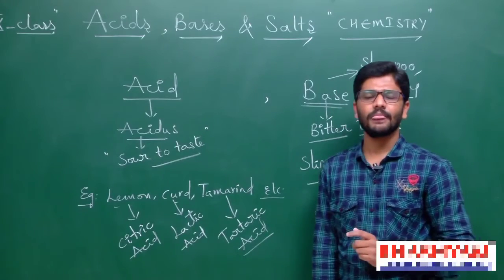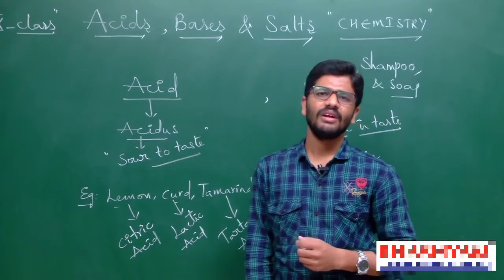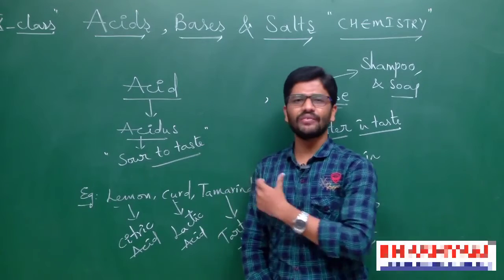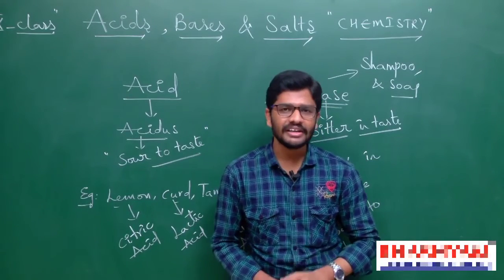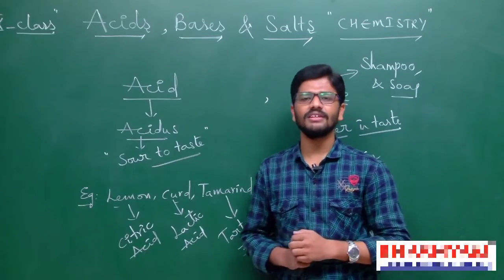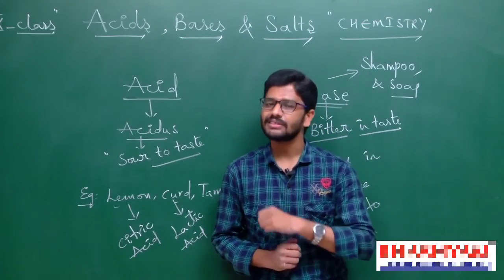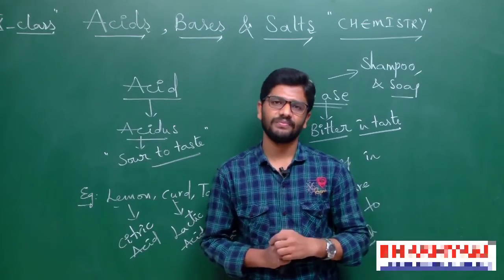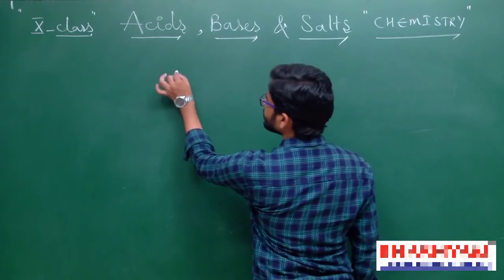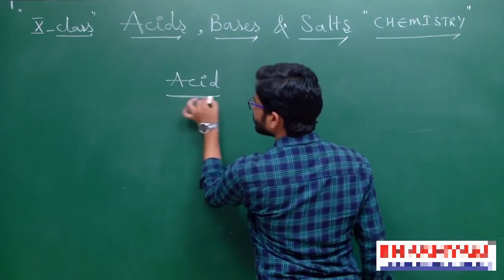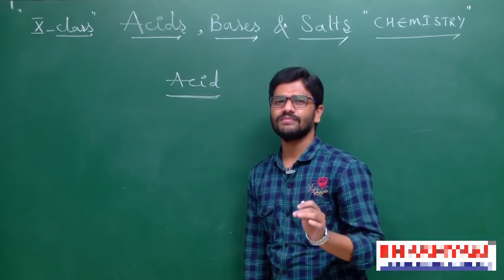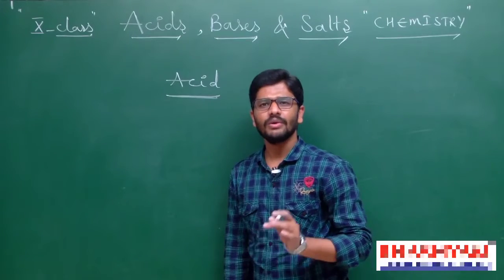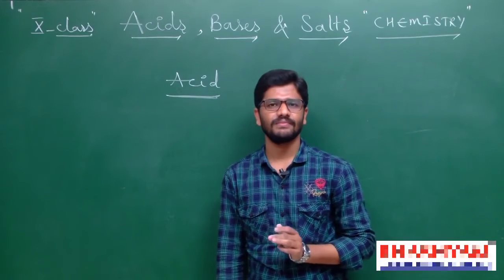So we have different definitions of what is meant by acid and what is meant by base. We have several theories to explain the definitions of acids and bases: the Arrhenius concept, the Brønsted concept, and the Lewis concept. But out of the three, we can discuss only the Arrhenius concept from the SSC point of view. According to Arrhenius, an acid is a substance which can be dissolved in water to produce H plus ions. That is called an acid.